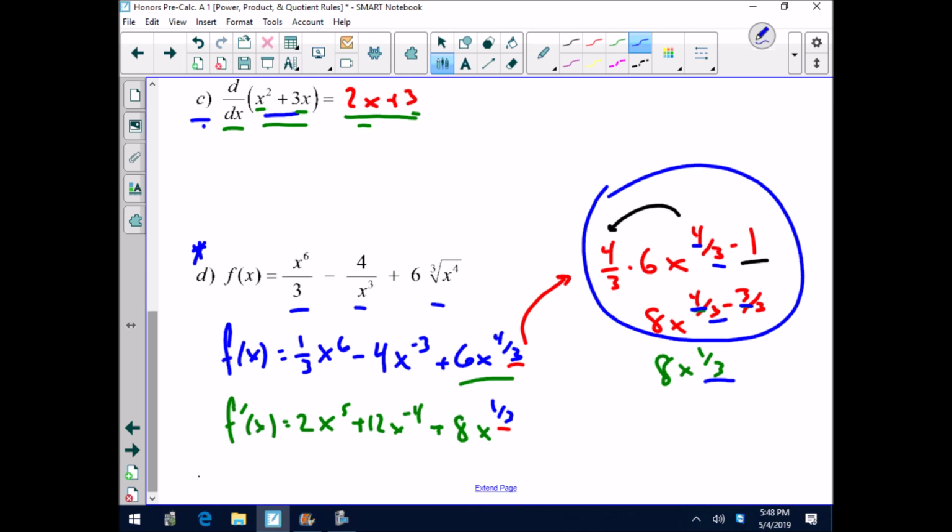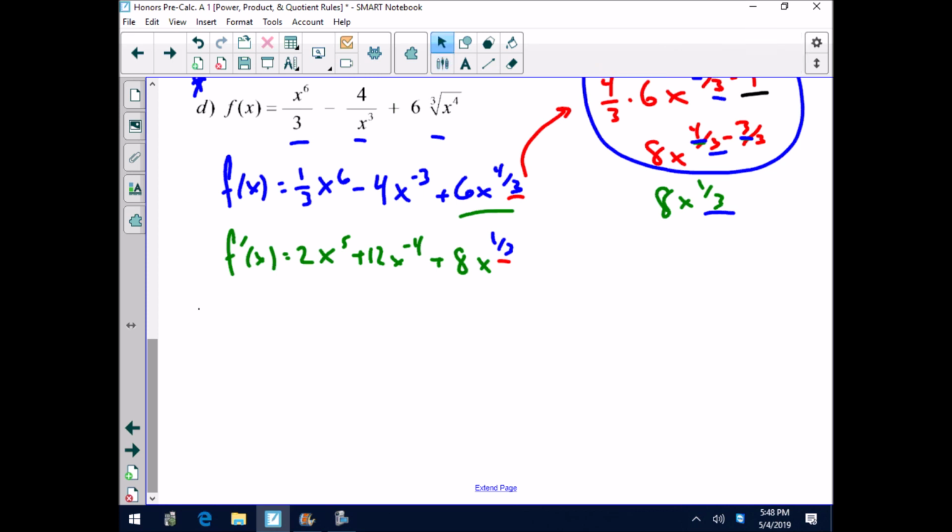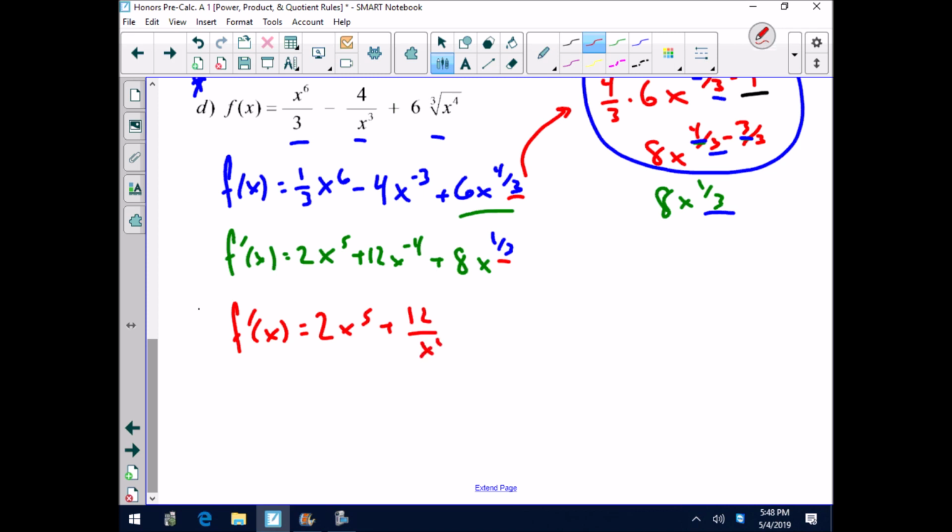Now again, right here, we want our derivative to be in a usable form. So our last step is to rewrite all the terms that have negative exponents and fraction exponents. So right here we're going to have 2x to the 5th, and then plus 12 over x to the 4th, and then plus 8, and now that 1/3 power is going to be the cube root of x. And now we have our derivative in a usable form where we can plug an x value into all 3 of our terms and get numbers that we can then combine to give us a slope value for our function f of x.